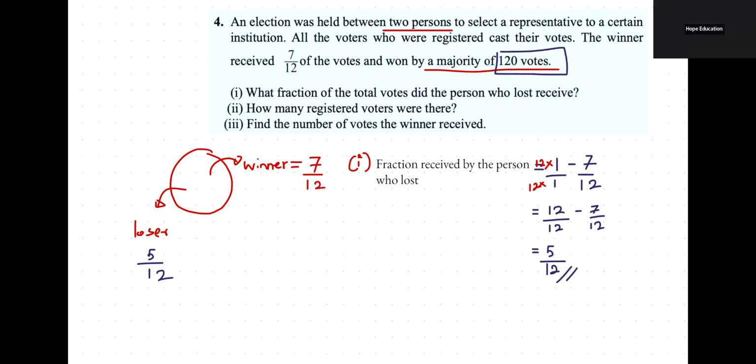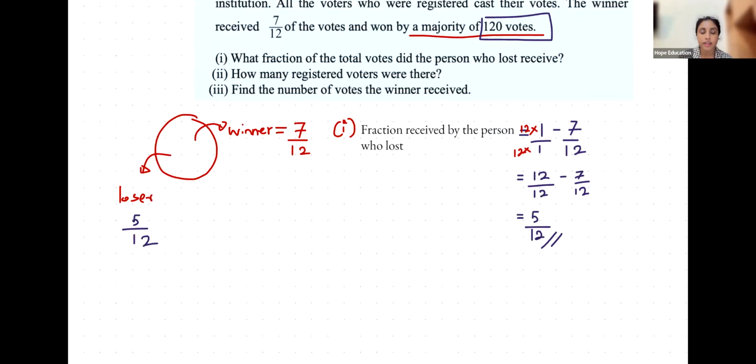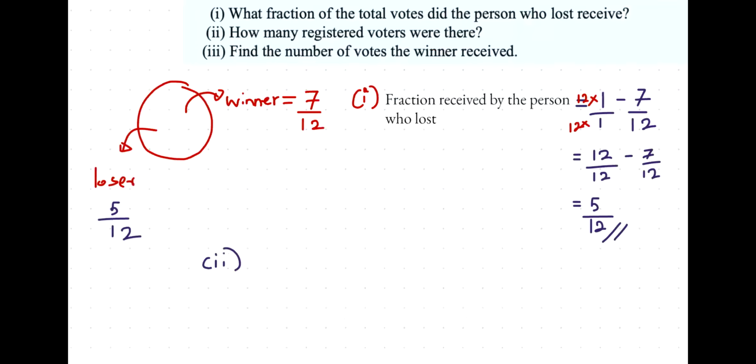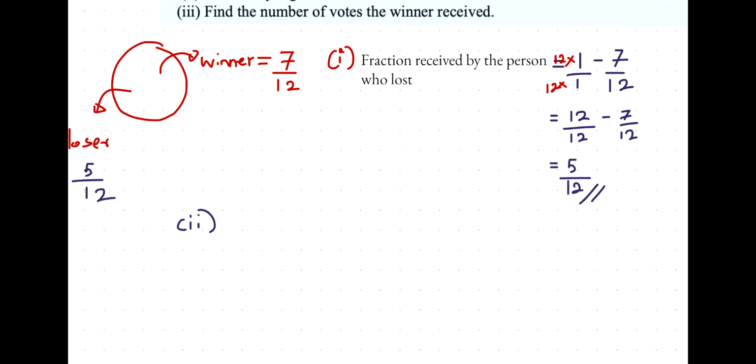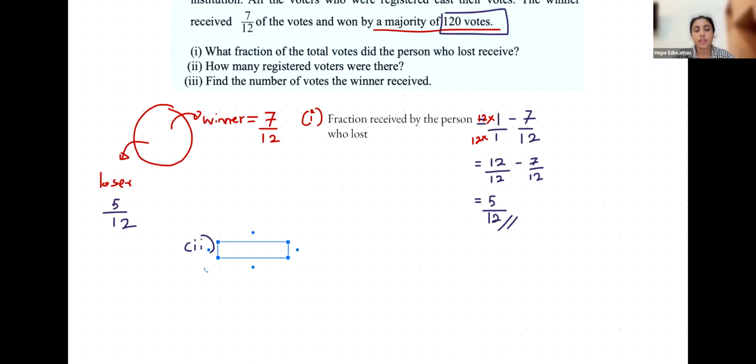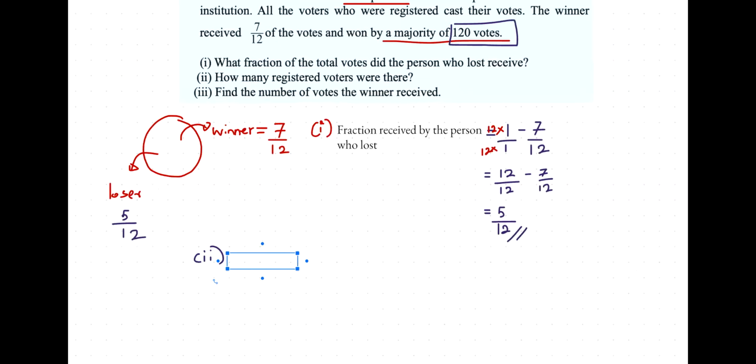So if the winner got 7/12 and the loser got 5/12, the extra votes that the winner received, how do I find it? As a fraction? Yes, 7/12 minus 5/12. Yes, good. Correct. So where does 120 belong to? Is it the total amount? What is this actually? Where does 120 belong to? Is it the whole amount?